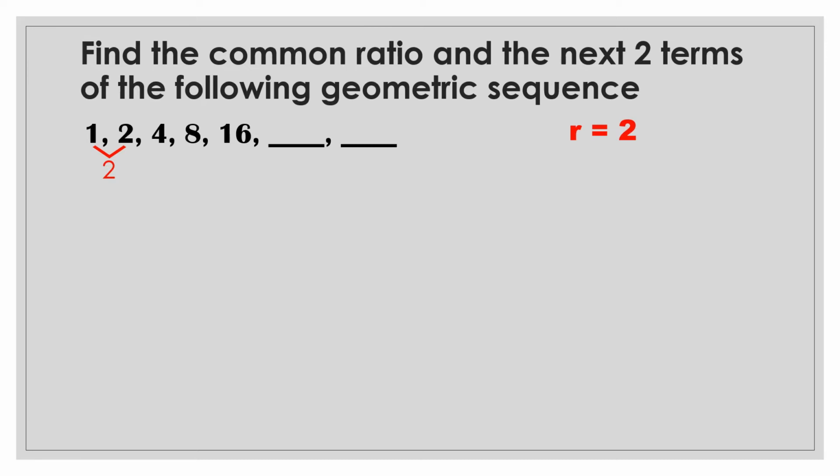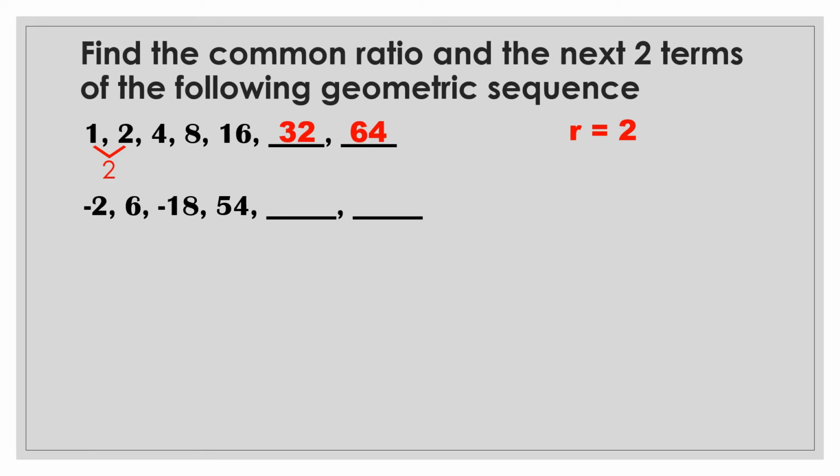To find the next term of the sequence, you just multiply your terms by 2. So we will have 16 times 2 is 32. Then the next one will be 32 times 2 is 64. Let's proceed: negative 2, 6, negative 18, 54. Notice that the signs of the terms of this geometric sequence are alternating: negative, positive, negative, positive. What is the effect of the alternating signs on your geometric sequence?